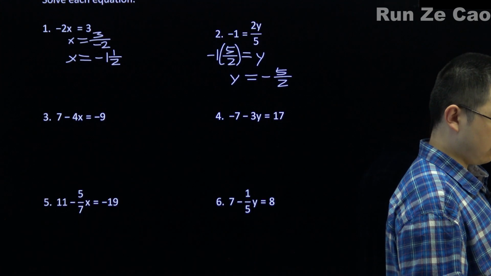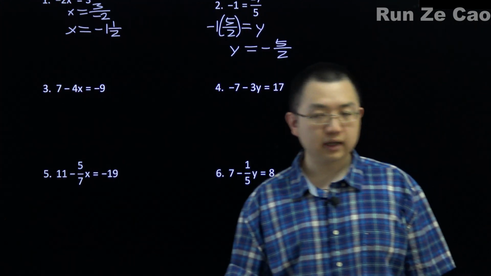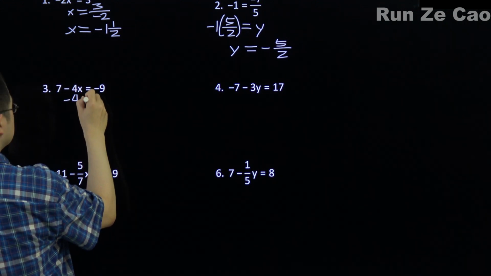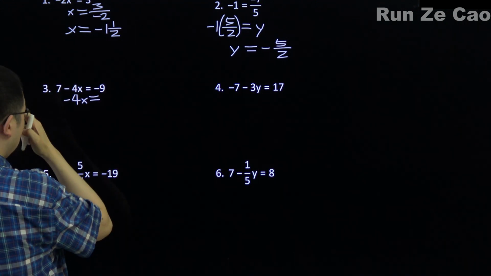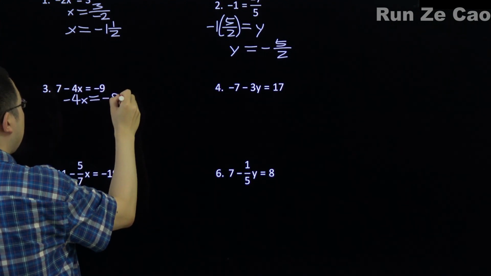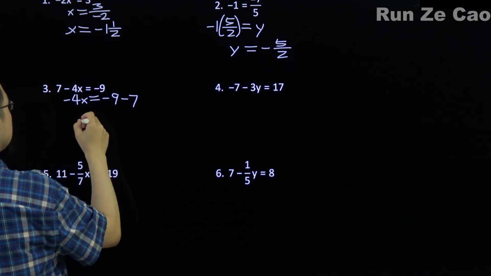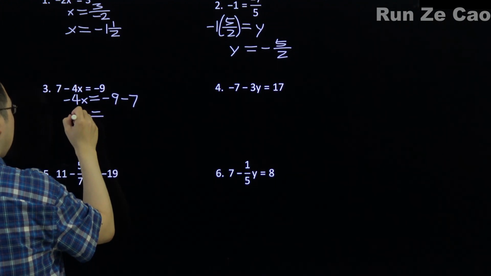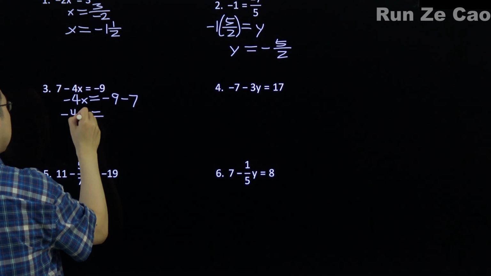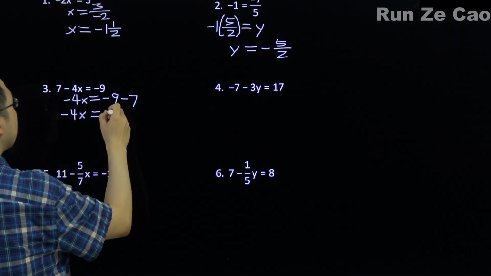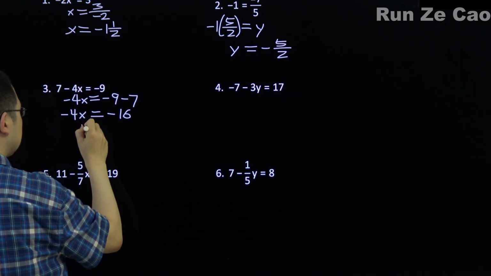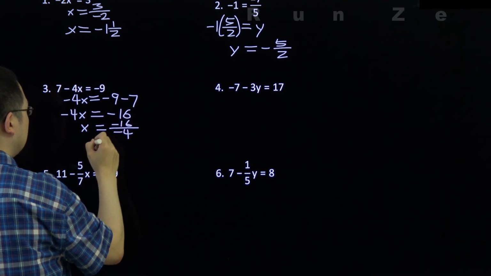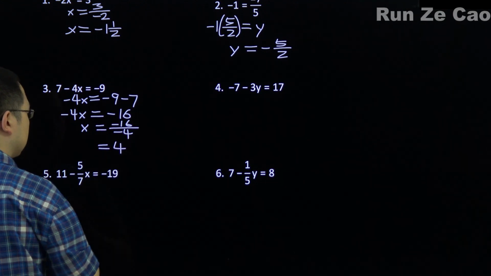Now, 7 minus 4x equals negative 9. Therefore, negative 4x is equal to negative 9 minus 7. And that means negative 4x equals negative 16. x is equal to negative 16 over negative 4, which is equal to 4.